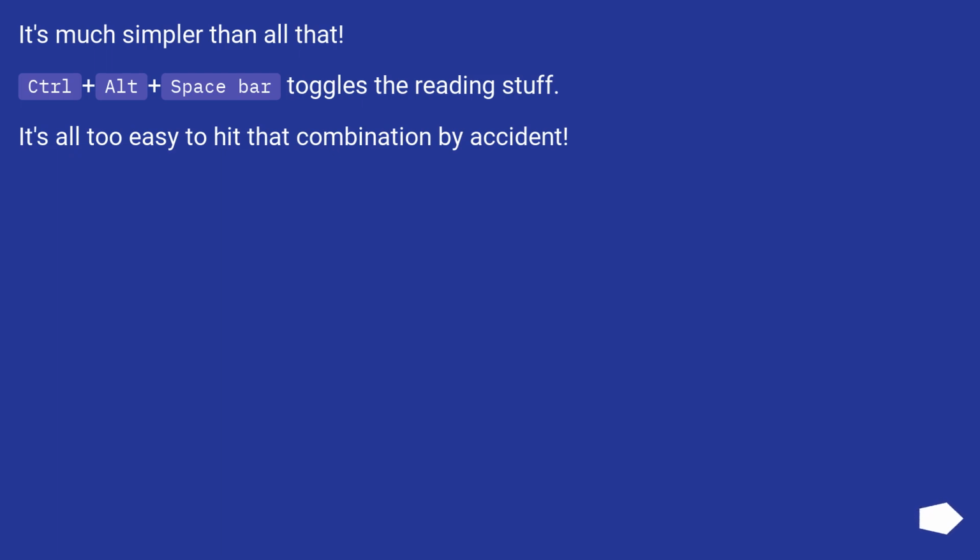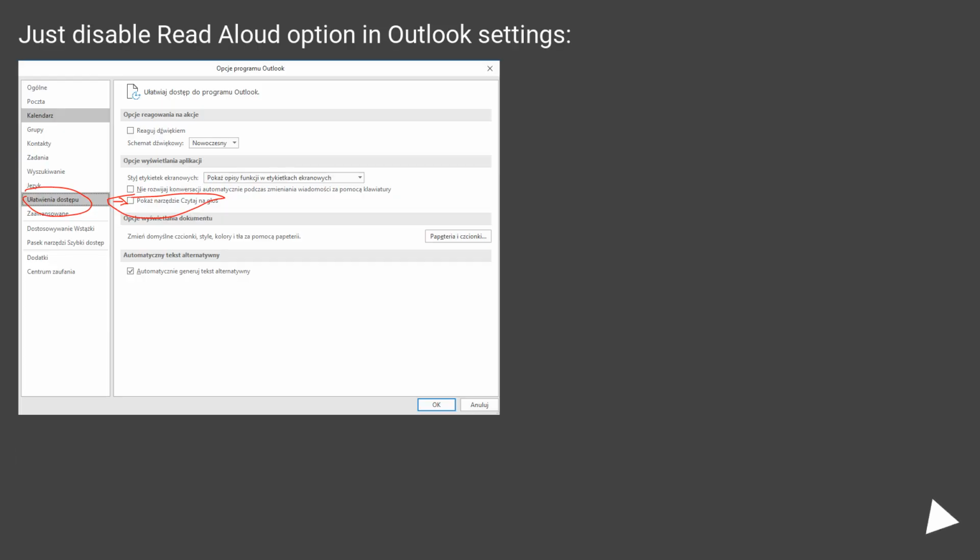It's much simpler than all that. Ctrl+Alt+Spacebar toggles the reading feature. It's all too easy to hit that combination by accident. Just disable the Read Aloud option in Outlook settings.